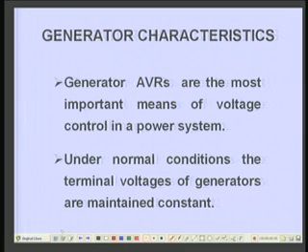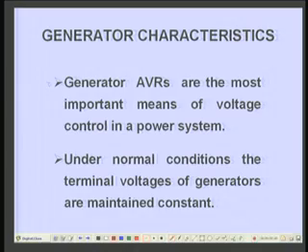It is very well known actually that a generator is a source of reactive power. It can generate reactive power, it can absorb reactive power, and it can generate real power also. Therefore, now let us study the generator characteristics, particularly in response to voltage stability phenomena. We see that all generators have automatic voltage regulators, and the generator AVRs are the most important means of voltage control in a power system.